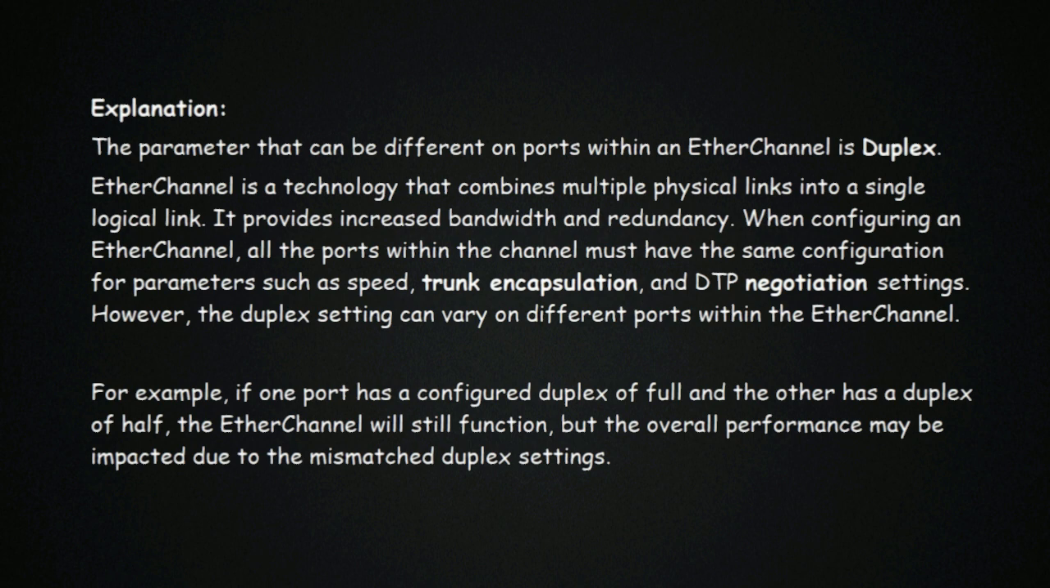The parameter that can be different on ports within an EtherChannel is duplex. EtherChannel is a technology that combines multiple physical links into a single logical link. It provides increased bandwidth and redundancy. When configuring an EtherChannel, all the ports within the channel must have the same configuration for parameters such as speed, trunk encapsulation, and DTP negotiation settings. However, the duplex setting can vary on different ports within the EtherChannel. For example, if one port has a configured duplex of full and the other has a duplex of half, the EtherChannel will still function, but the overall performance may be impacted due to the mismatched duplex settings.